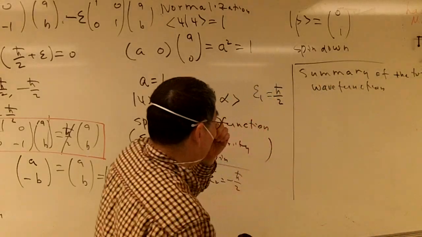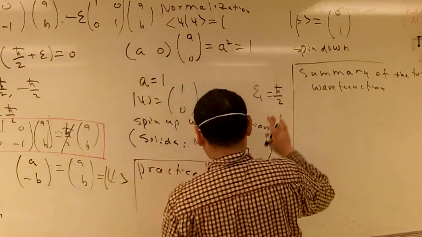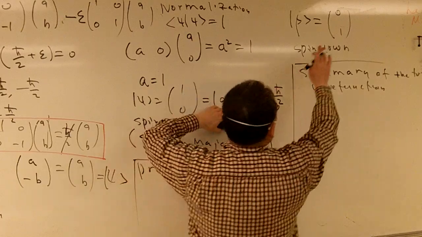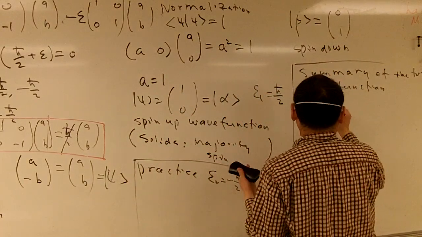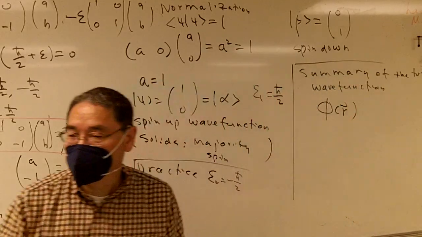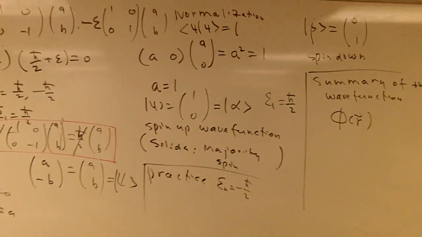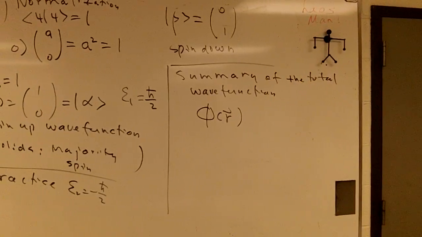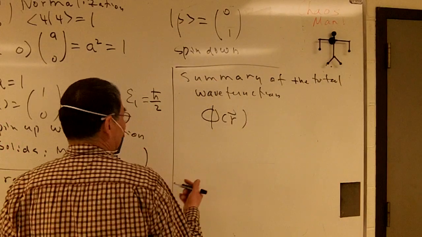Because these states, alpha is this state here, beta that state, you're going to see we have two parts. The first part is the spatial part of the wave function. Let's call it phi of r. That's the spatial part of the wave function, which we have here. And then we multiply by the spin part of the wave function.